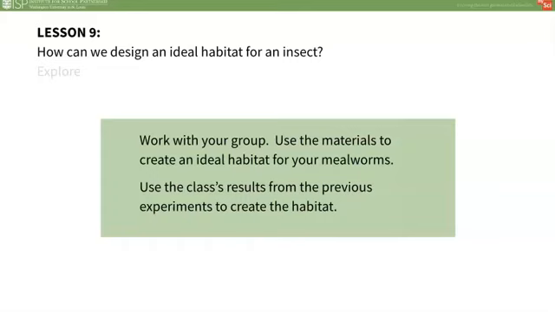Each student group needs at least 5 mealworms to put in their design habitat, so make sure that you have enough remaining for the 6 student groups. They should consider mealworm light preference, food source, and water availability. At this time, students should begin building their habitat prototype.